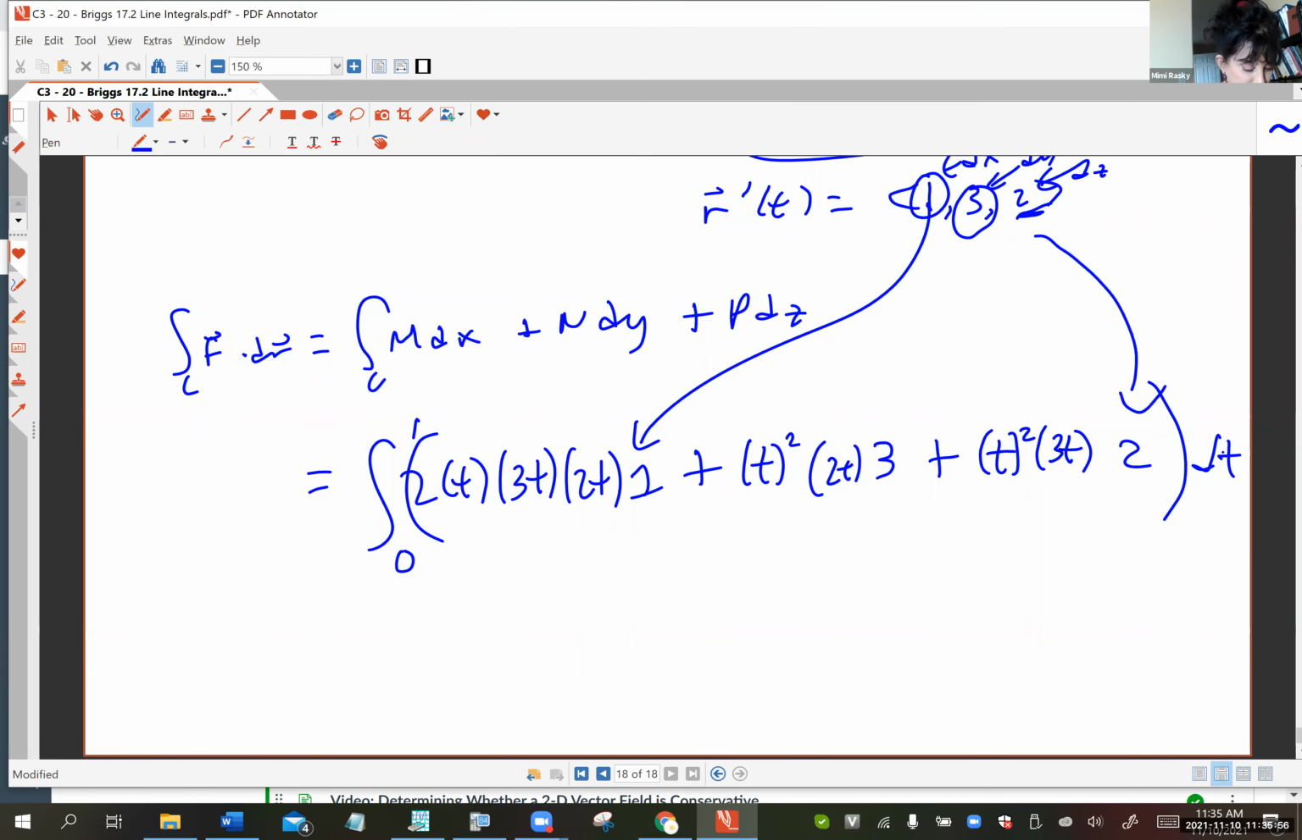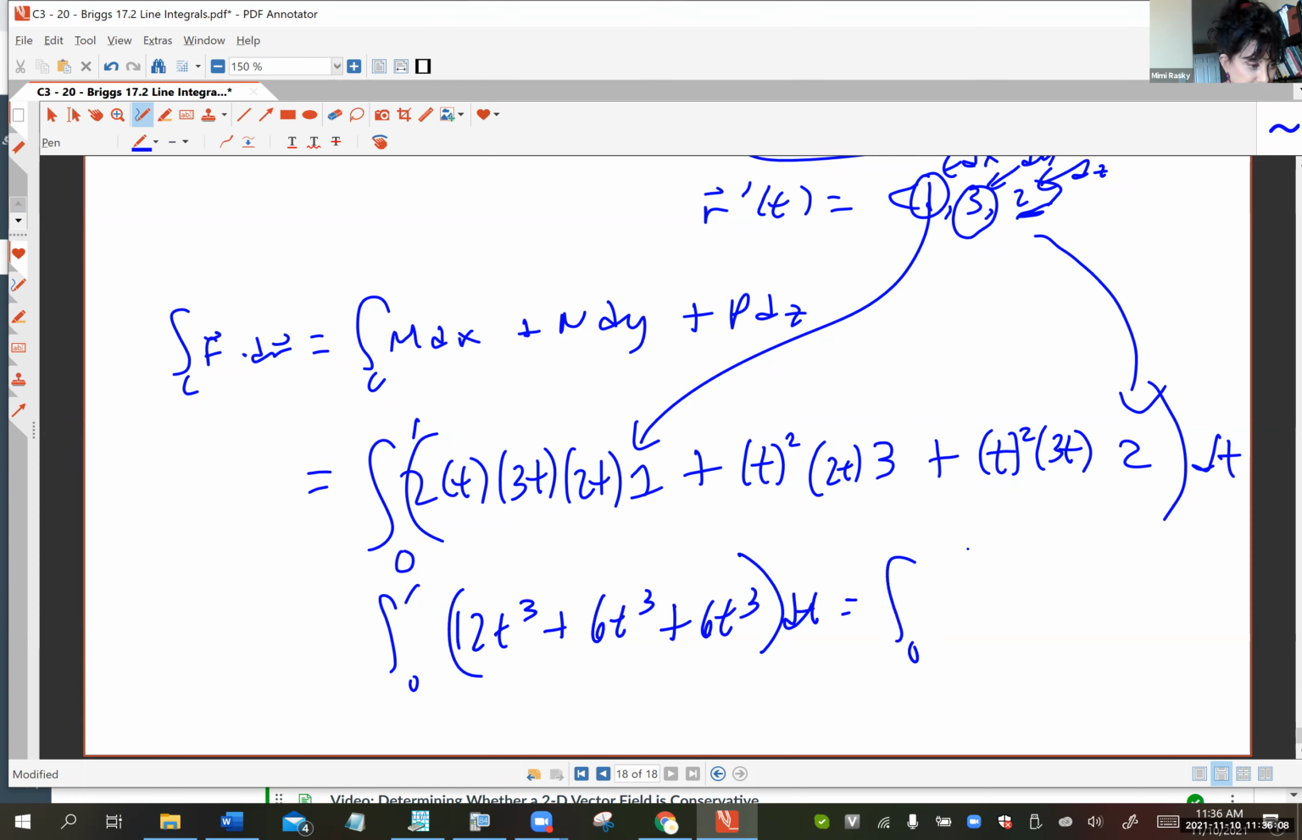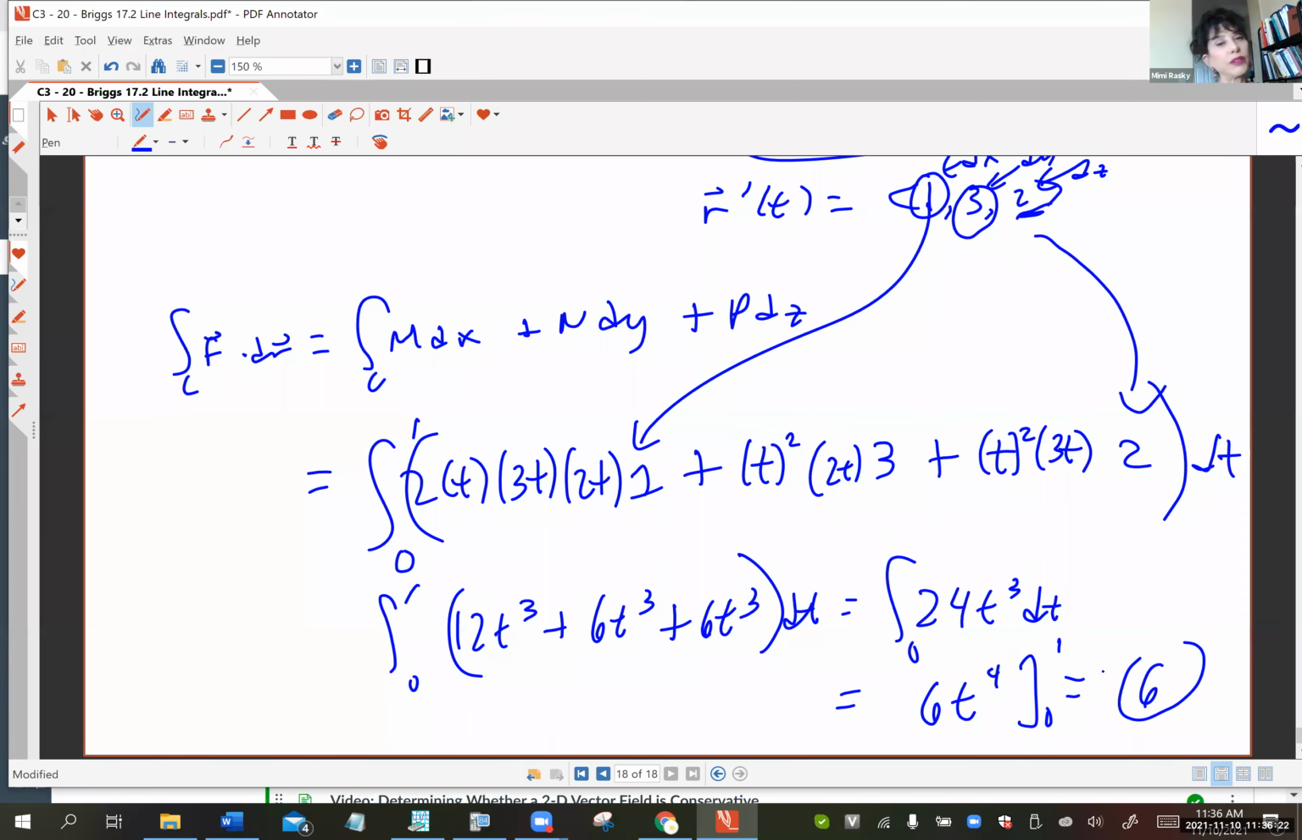Okay, and this mess, if you multiply it out, looks like it's going to be a bunch of t cubed terms. Woohoo! I'm just going to add up all the t cubed terms. I think I get 24 of them, 24 t cubed. And that's easy to integrate. It's just going to be 6t to the 4th going from 0 to 1. Final answer is 6.